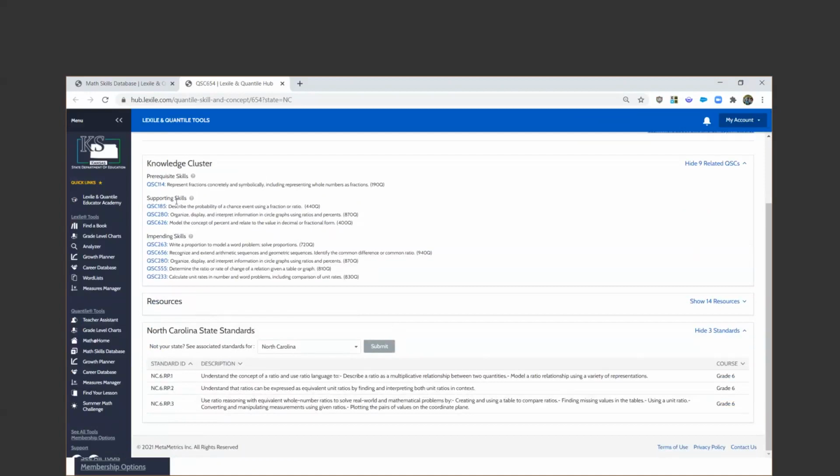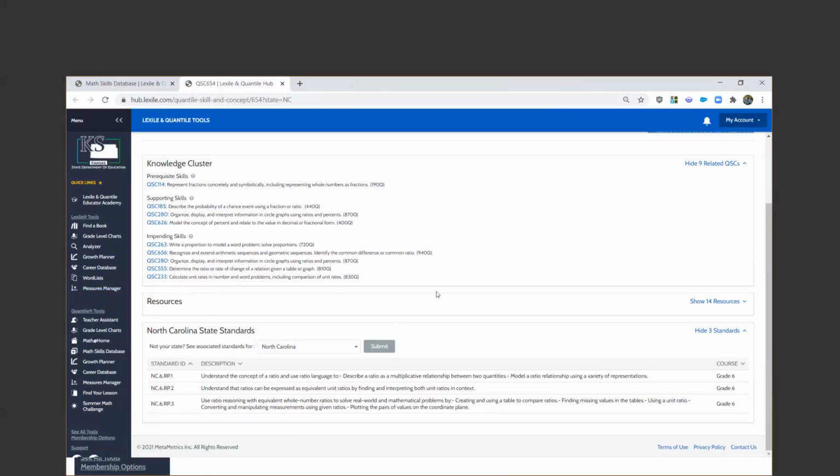First, I see the mini learning progression that allows me to understand, okay, what came before this child learning about this skill or this piece of conceptual understanding? What comes at about the same time, these supporting skills? And what will this learning today build upon in terms of the impending skills?